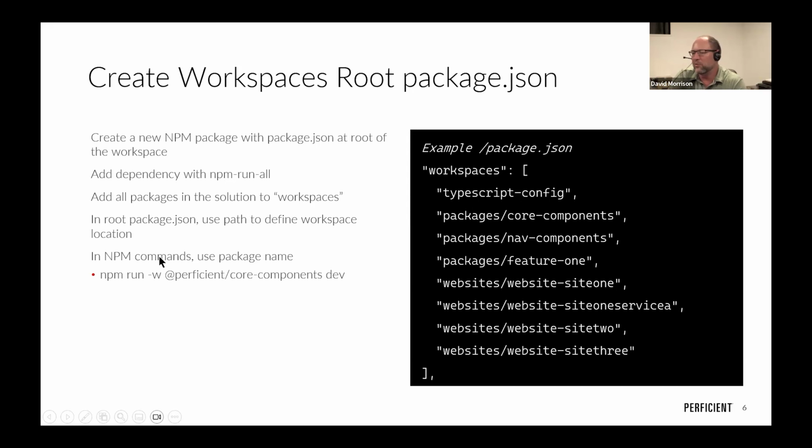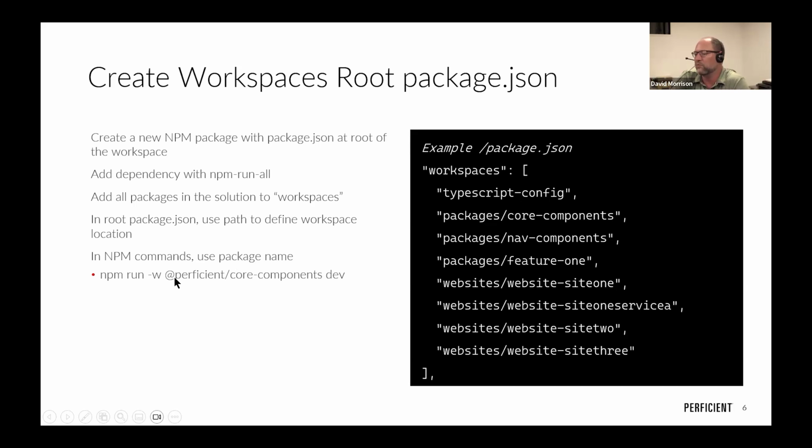The one thing I want to point out is that when you're referencing workspaces in your root package.json, it's best to understand the folder structure. You can see I'm using packages/ and then core components is the name of the folder under that. When you're referencing workspaces within Node later with all your command line tools, I recommend switching to the package name. So instead of using the folder name when you're calling npm directly to target a specific workspace, you want to use the fully qualified name.